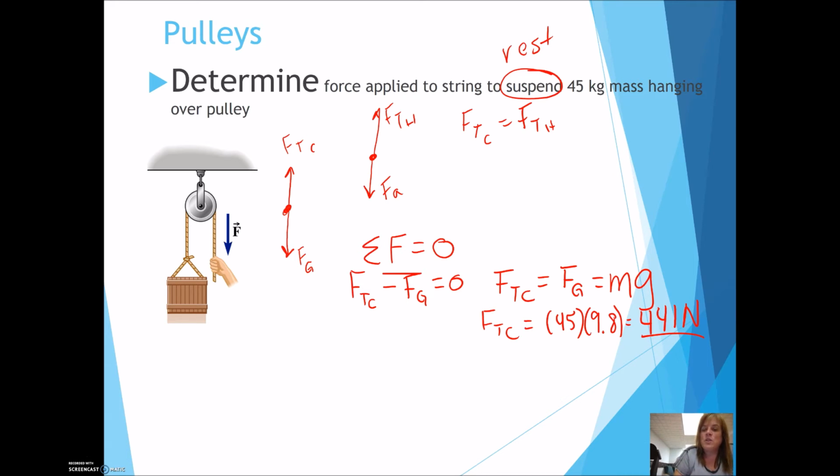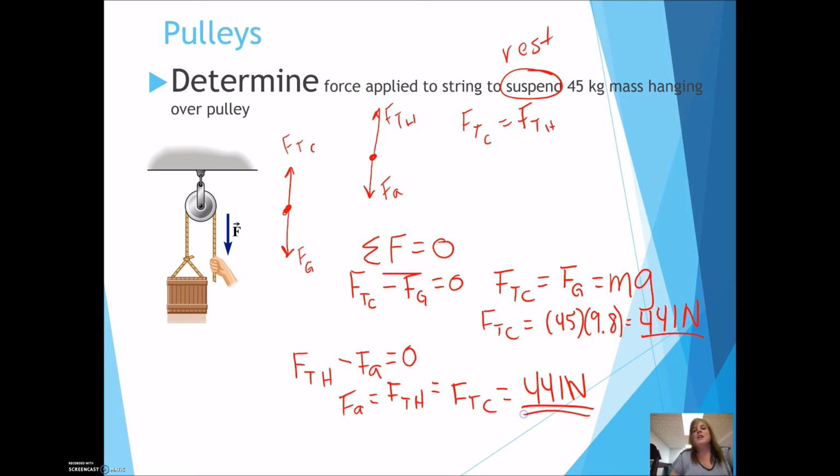Now if we go to our free body diagram for my hand, we have the force of tension from my hand up minus the force applied, and that has to equal 0. So the force that I'm applying has to equal the force of tension from that rope, which, because the tension is the same everywhere in the rope, has to equal the force of tension in the crate, which means it has to equal 441 newtons. So these tension forces are the same. The force of tension in a rope is the same everywhere. All a pulley does is redirect that tension force.